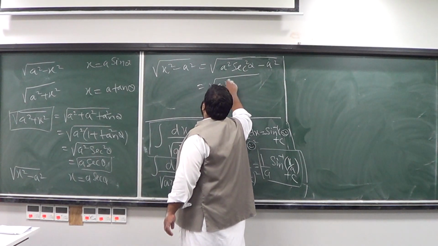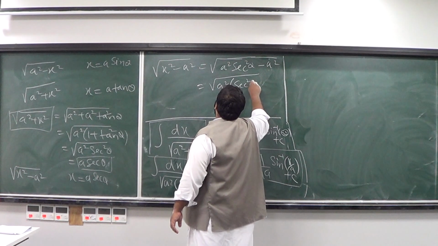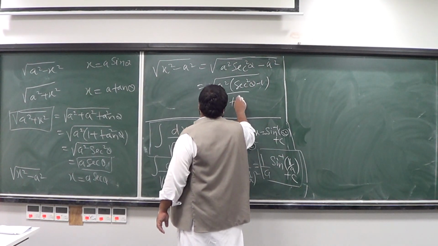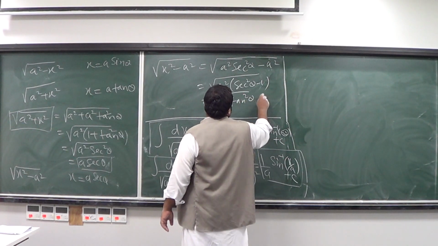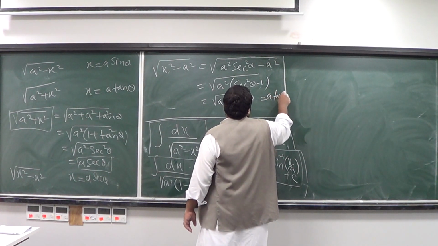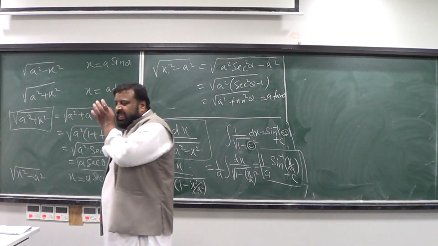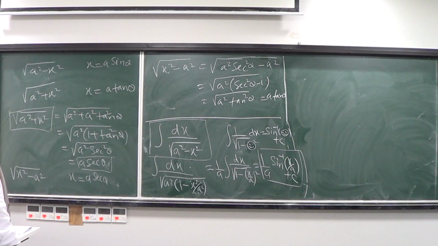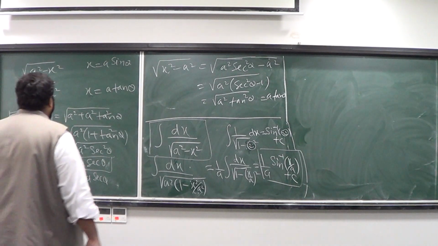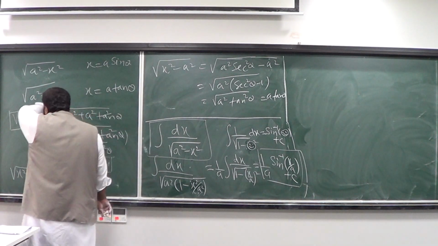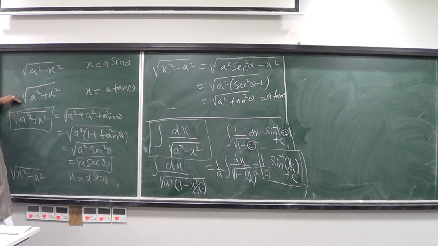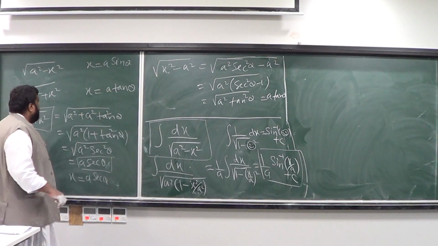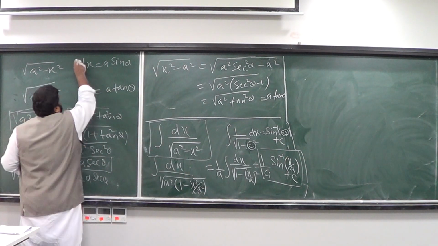So hence this will become secant squared theta minus 1, which is the same as tangent squared theta. So this will become tangent theta. So your expression will be converted into tangent theta. In other words, if your integrand involves these kinds of terms, please use these substitutions.